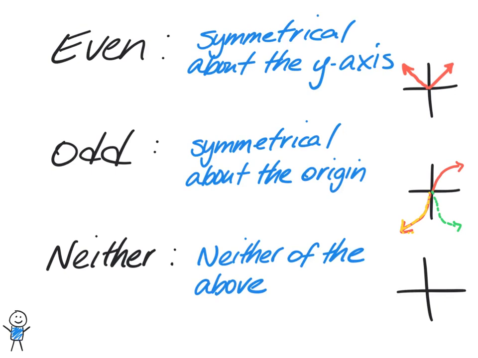And of course, a neither function would not fit either of the two criteria above. So this is an example of a neither function. It's not symmetrical about the y-axis. It does not produce a function that is symmetrical about the origin, so it is neither of the above.